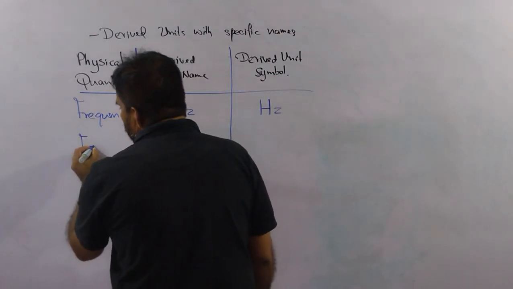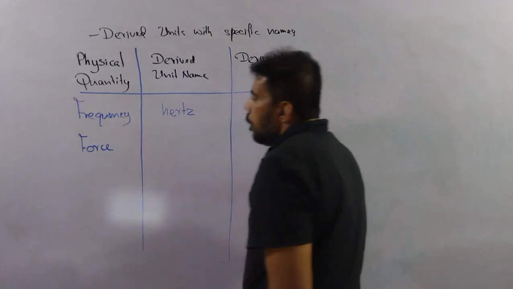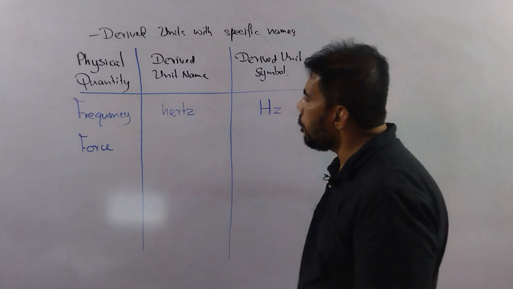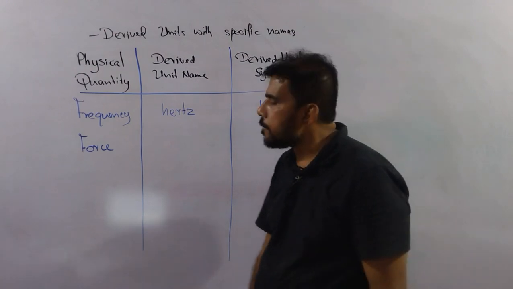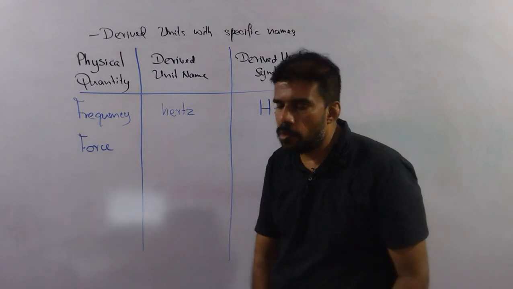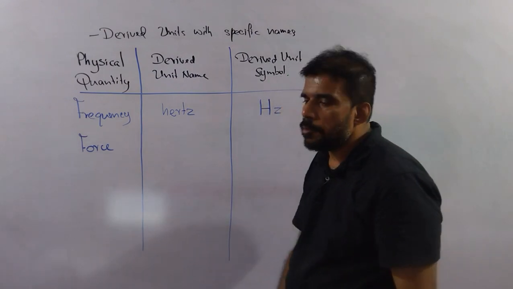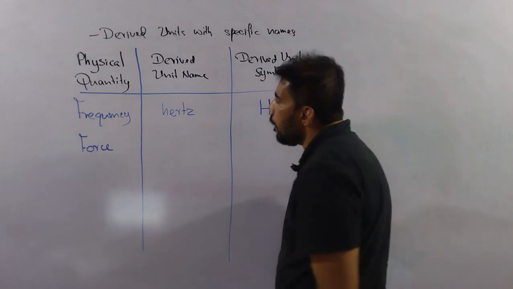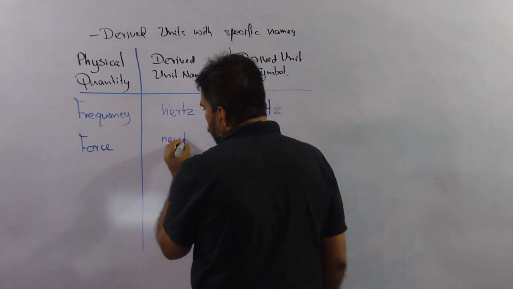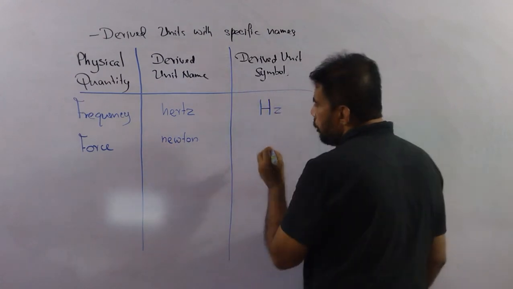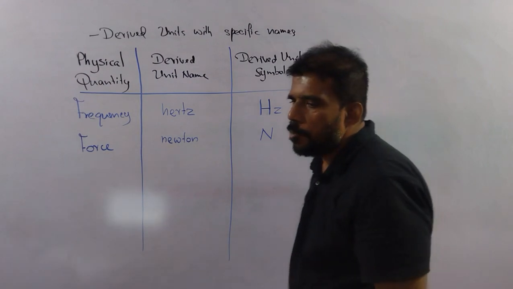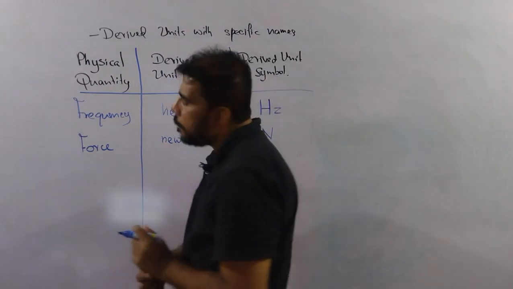And next, a more familiar and mostly used term in physics, especially when we are dealing with mechanics or Newton's laws of motion: the force. The derived unit is Newton, and its symbol is capital N.